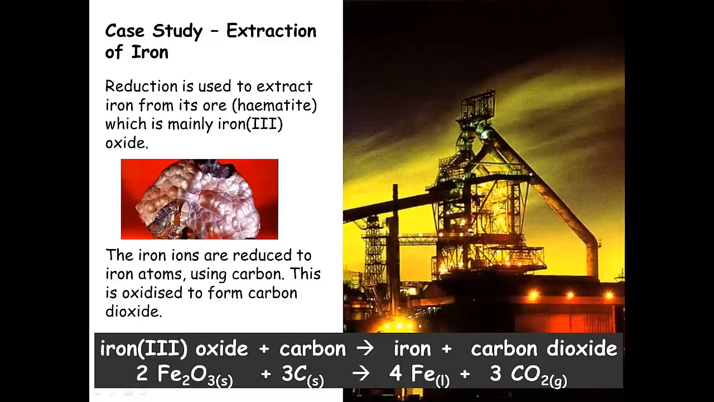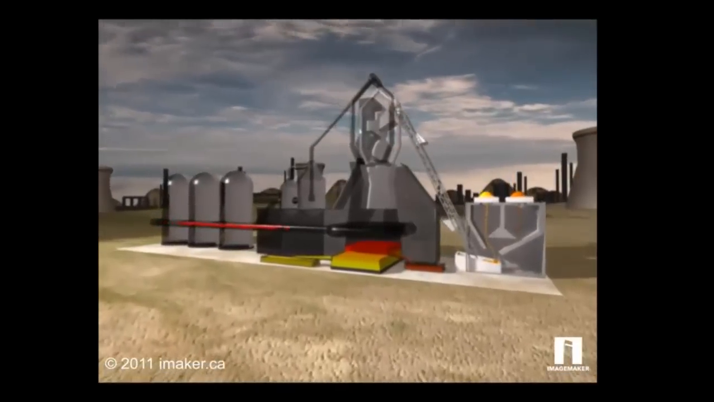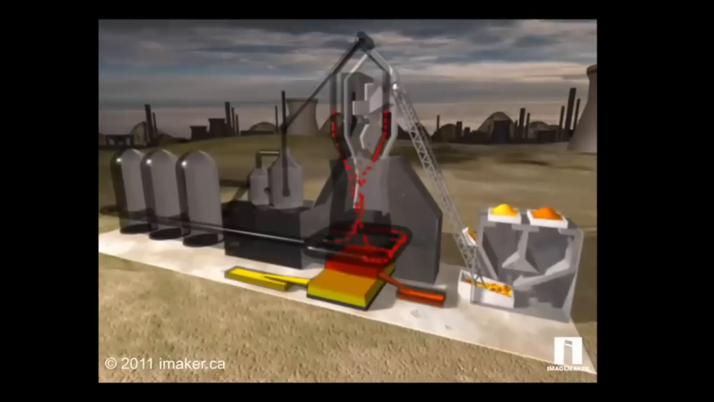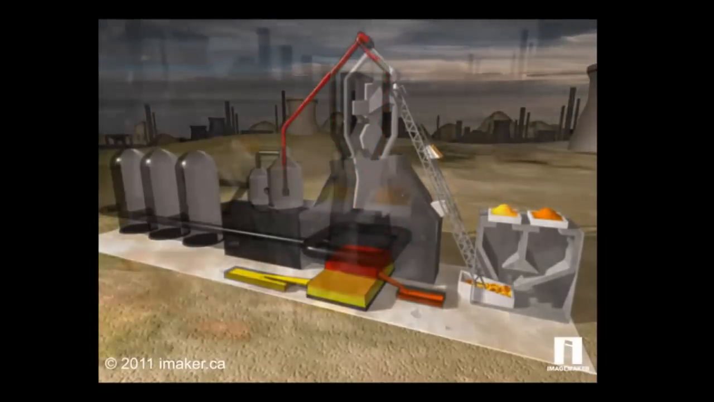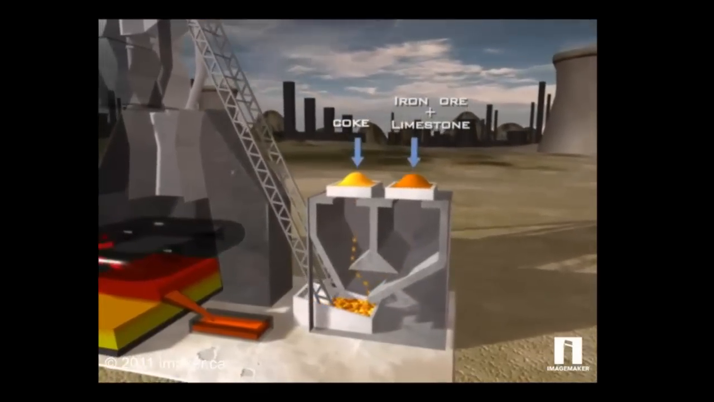The extraction of iron. Iron is extracted from its ore, haematite, which is mainly iron(III) oxide, by using carbon. The extraction takes place inside a blast furnace. Inside the blast furnace are added the following raw materials: iron ore, coke, which is the source of carbon to produce the iron, air, which provides oxygen, and also limestone, which helps to remove impurities.